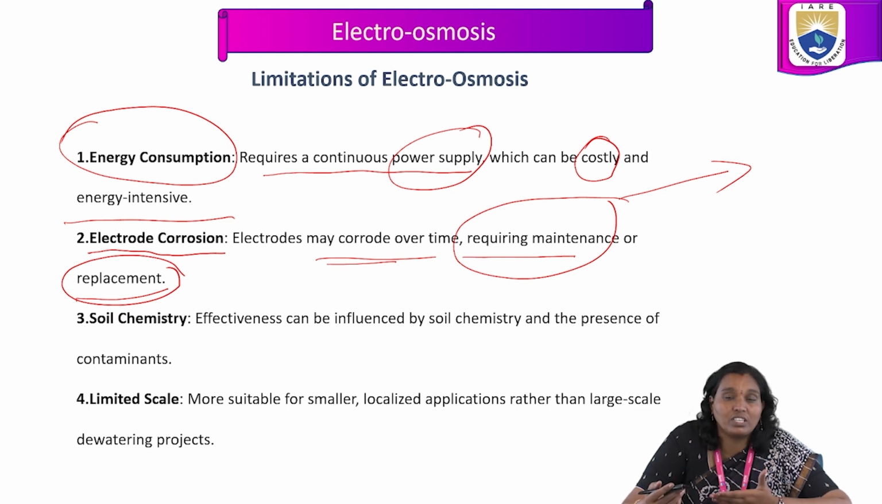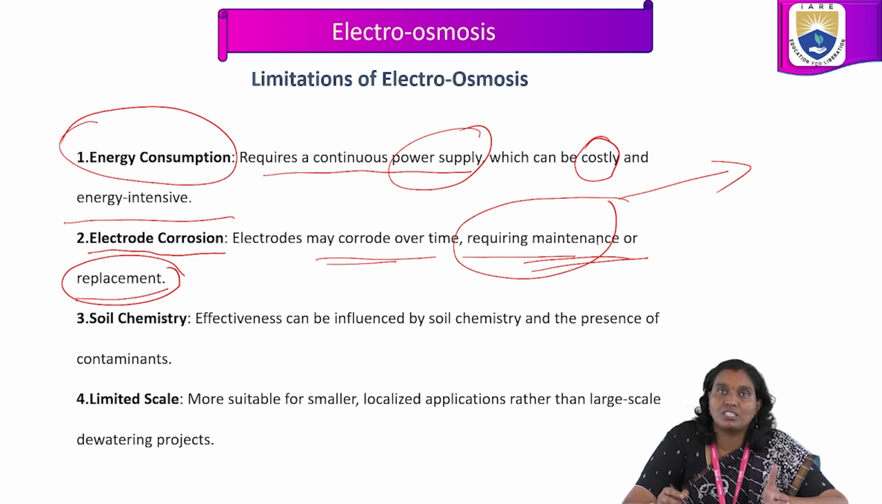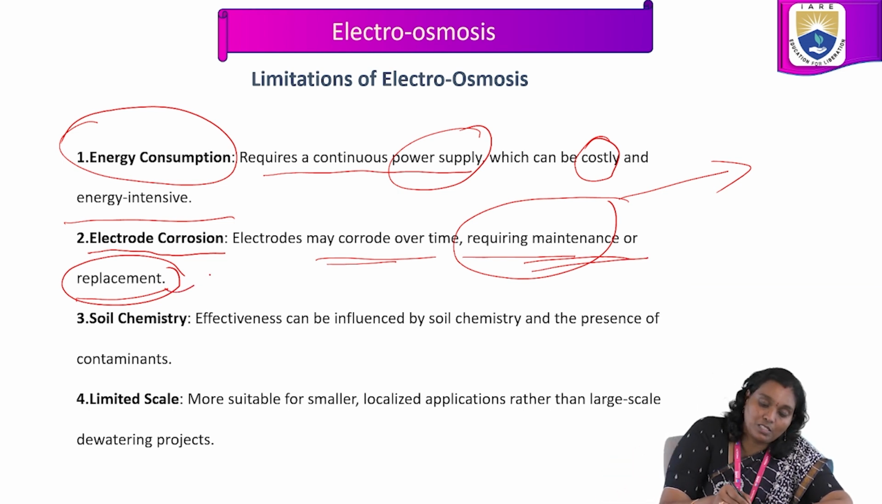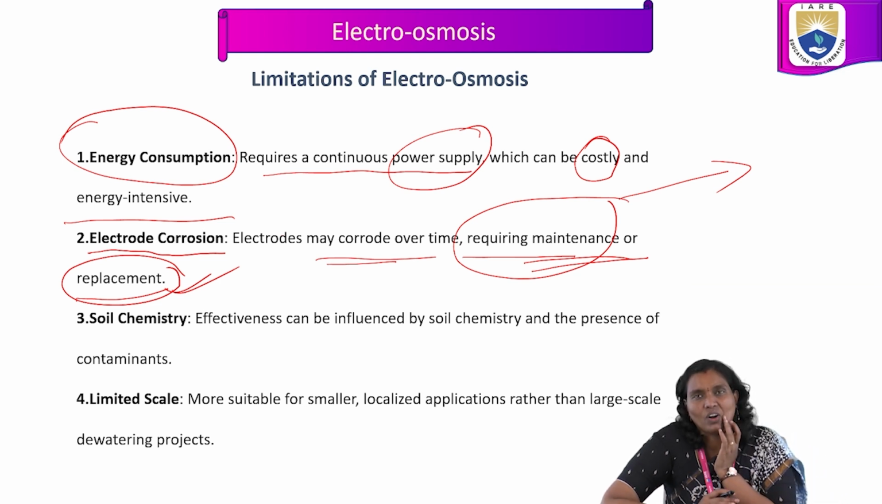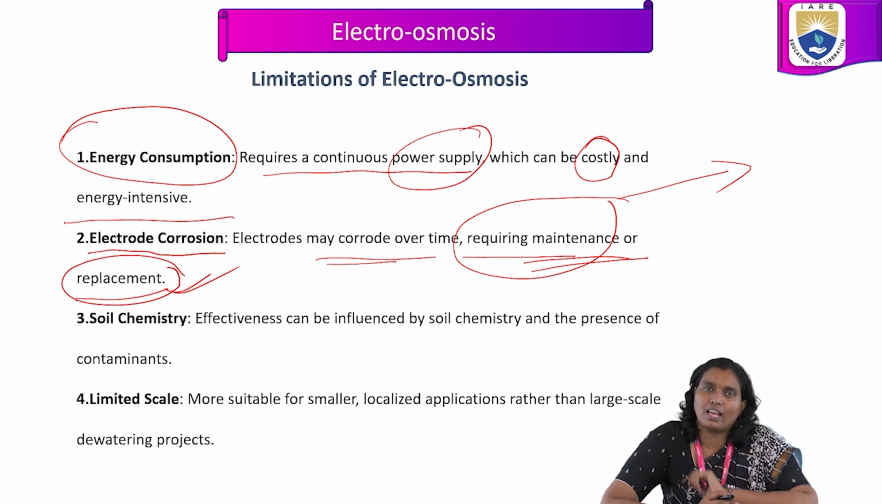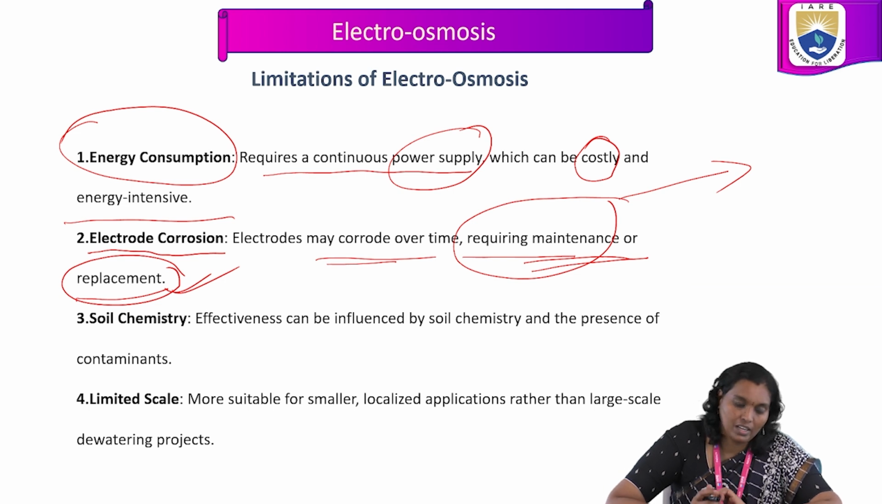In some scenarios and situations, maintenance of these electrodes may be required. In some cases, replacement also has to be considered. So this is also one of the limitations of electro osmosis for conducting dewatering.